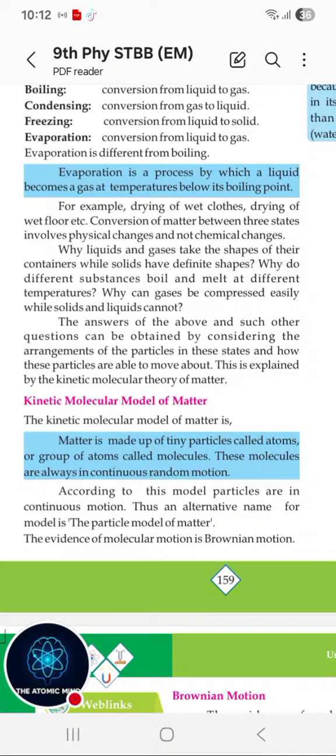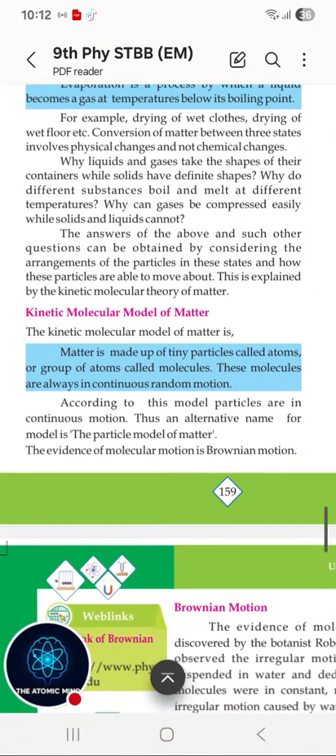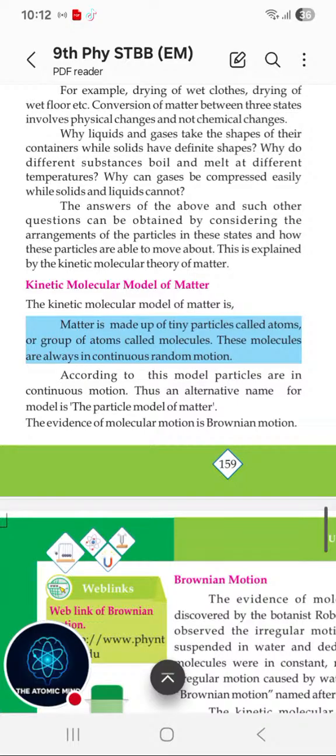Why do liquids and gases take the shape of their container while solids have definite shape? Why do different substances boil and melt at different temperatures? Why can gas be compressed easily while solids and liquids cannot? The answers to these questions and similar questions can be obtained by considering the arrangement of particles in these states, like how particles or molecules are arranged in solids, liquids, and gases, and how these particles are able to move.